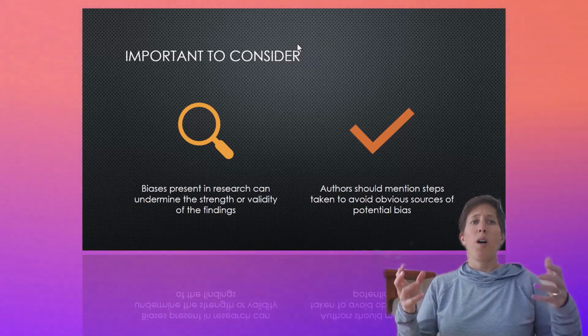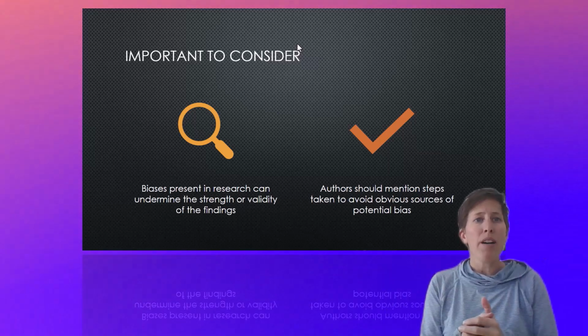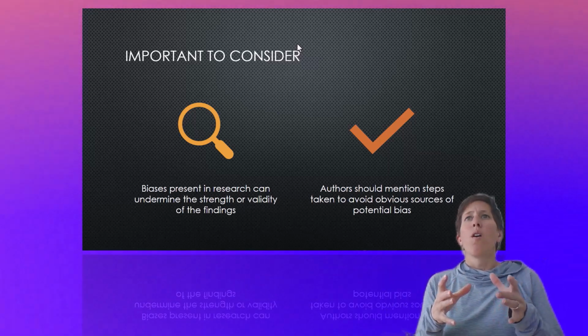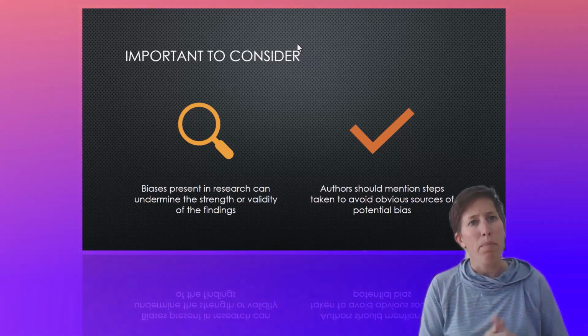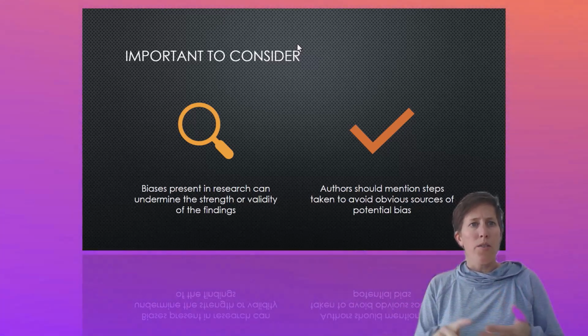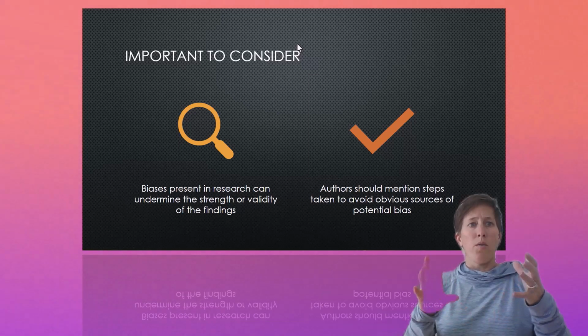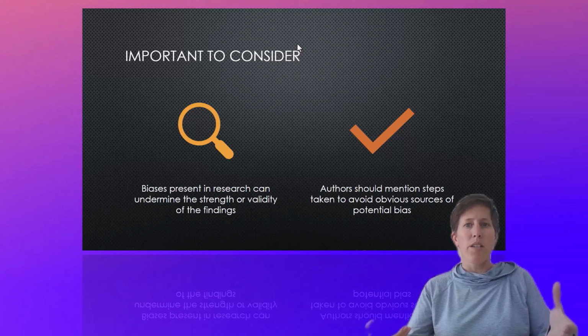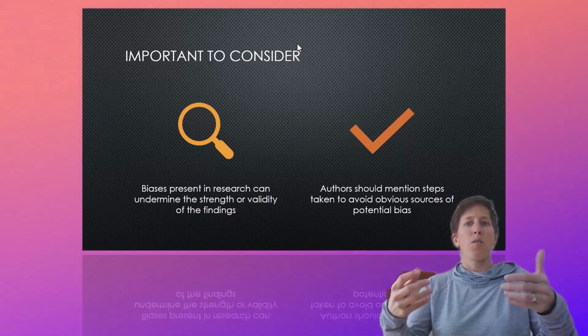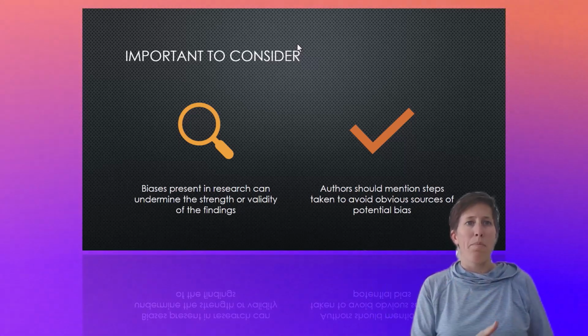So what can we do? We need to understand bias. We need to know and be very self-aware of biases that can creep into our research. Authors and researchers need to, one, be aware, and also, within their presented research, mention steps to avoid those potential biases.